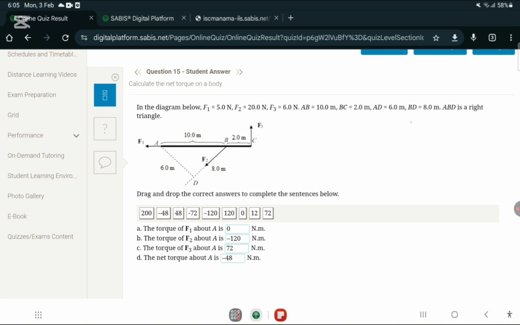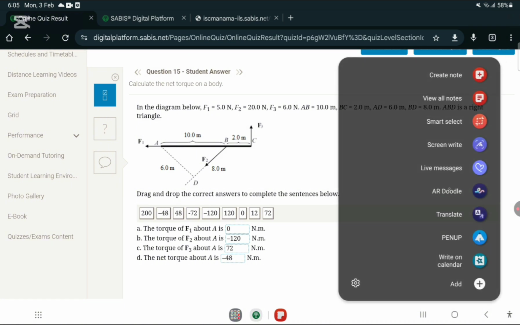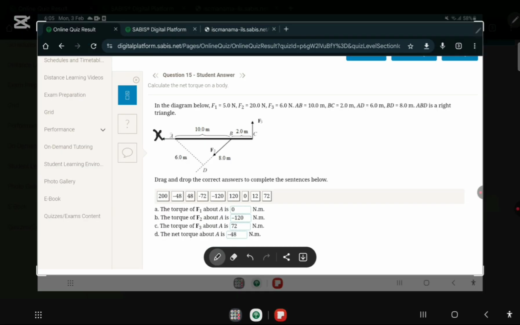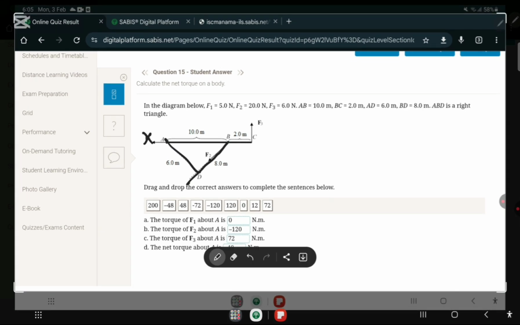Okay, this one is easy as well. It's basically moment. First thing we can say, force 1 will not be making anything because it's intersecting with the axis of rotation, which is A. And force 2 is going to be going like this, perpendicular to point A. Okay? Force 2 is 20 newtons times, what is the perpendicular distance? 6. But wait, we didn't make sure if it's clockwise or counterclockwise.